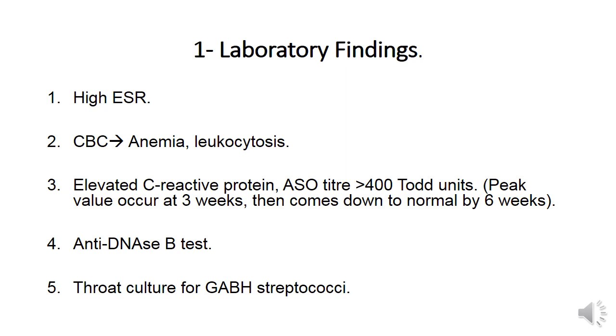So one should search for the inflammatory markers. There will be high C-reactive protein, high ASO titer, mostly more than 400 Todd units, with a peak value occurring at 3 weeks, then it comes down to normal by the 6th week. High ESR. Looking at the CBC, there will be anemia and leukocytosis. One should have an anti-DNase B test and a throat culture for the streptococcal antibody.